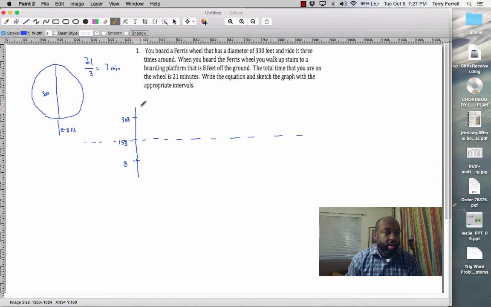Let's go ahead and sketch the graph. Let's visualize the graph. For this, I'm really going to start here at 8, then I'm going to increase in height. You're going around the Ferris wheel. It's going up, it's getting higher, up to a level of 308 feet, and it goes back down. Let's go ahead and figure out our period.